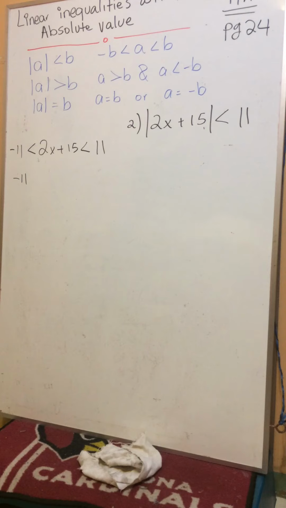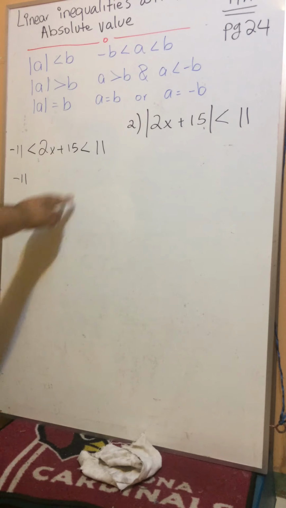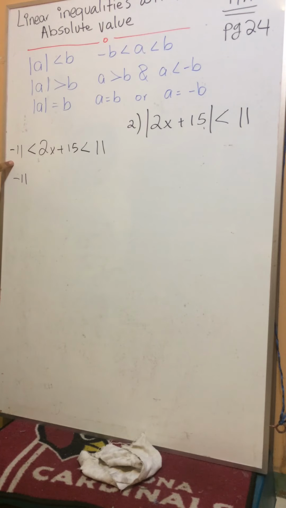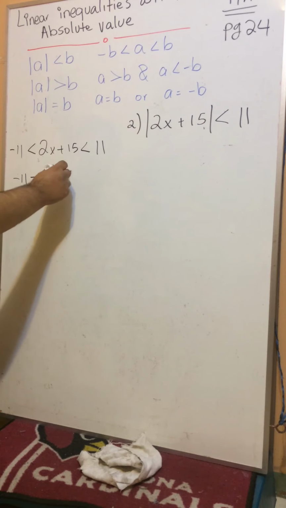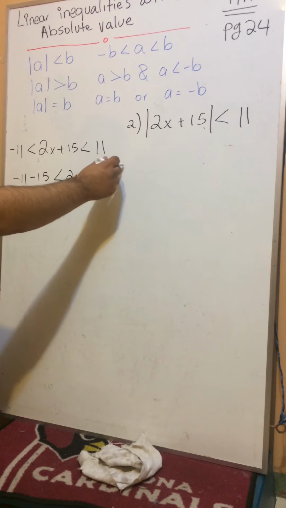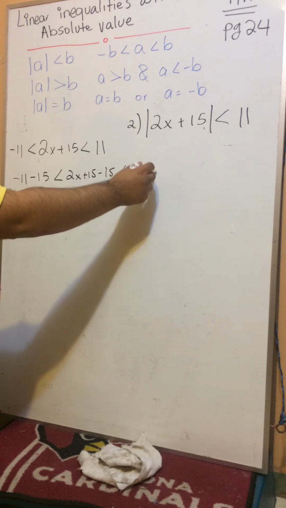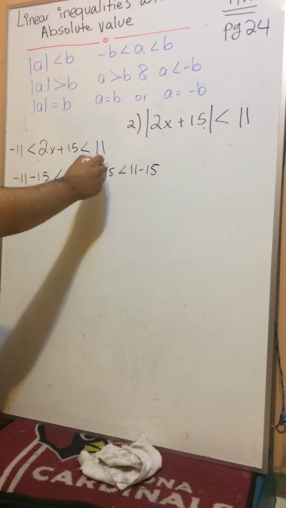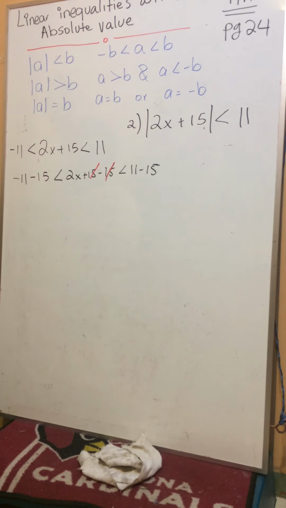Okay, so we were working on solving this inequality on both sides. If this positive 15 is positive here and I move it over, it's going to be negative. So we would have minus 11 minus 15. 2x plus 15 minus 15, and then we have 11 minus 15. These two cancel because it's 0. And then we solve.